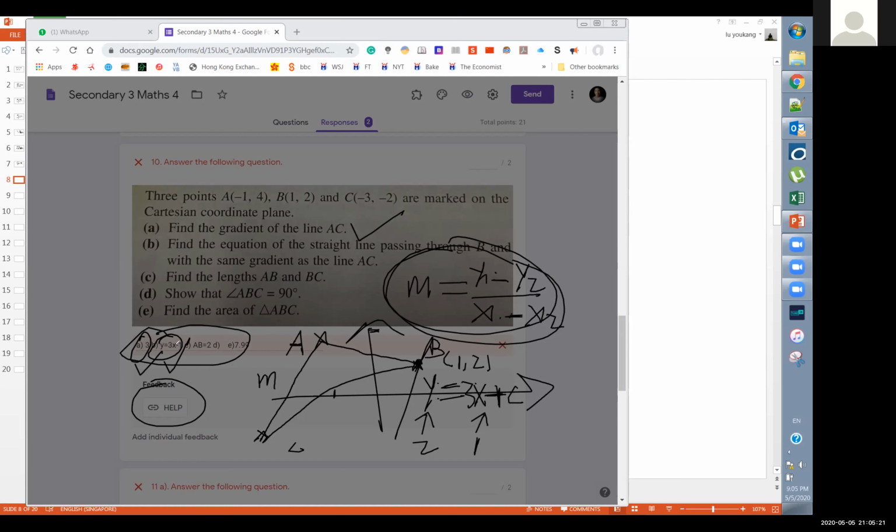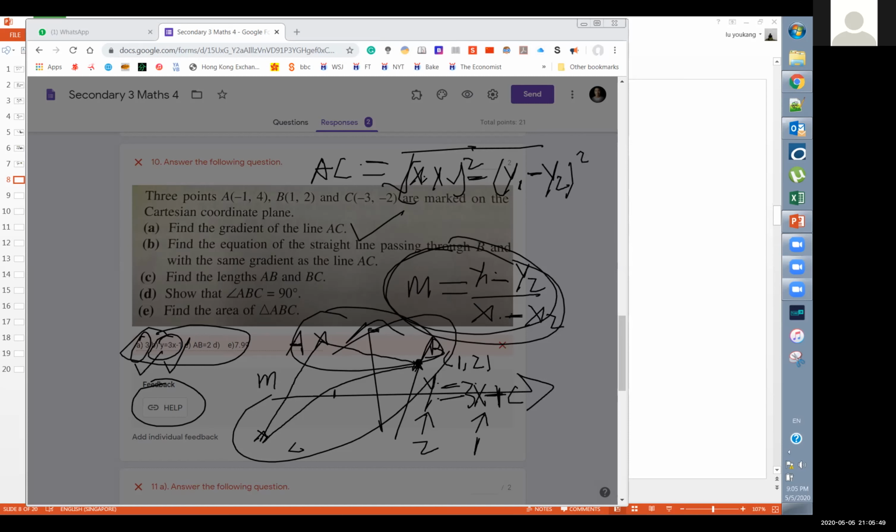Then find the length AB and BC. Do you know that there is a formula for finding the length? No. So to find the length of AC, the formula is square root of x1 minus x2 squared, and so on. Can you remember this formula? If not, that means you haven't watched that help. Okay, this is the formula. It's a bit hard to write here. I don't know why. So this is the formula to find length. You just sub in your x1, y1, x2, y2. Then you get part C.